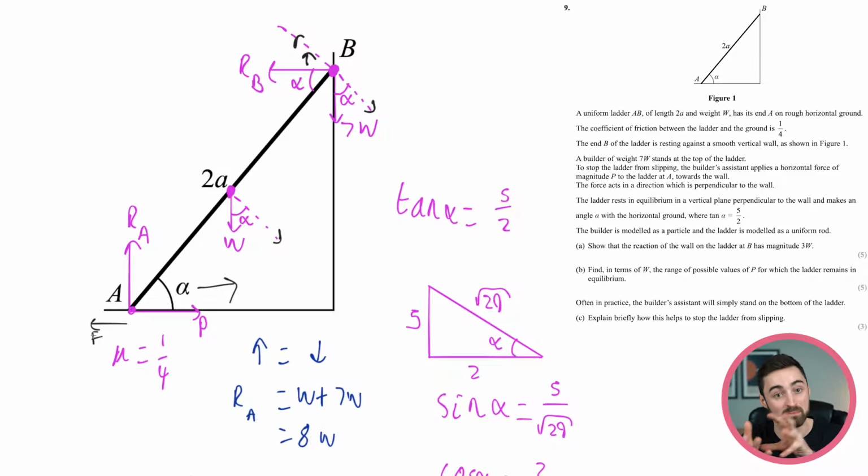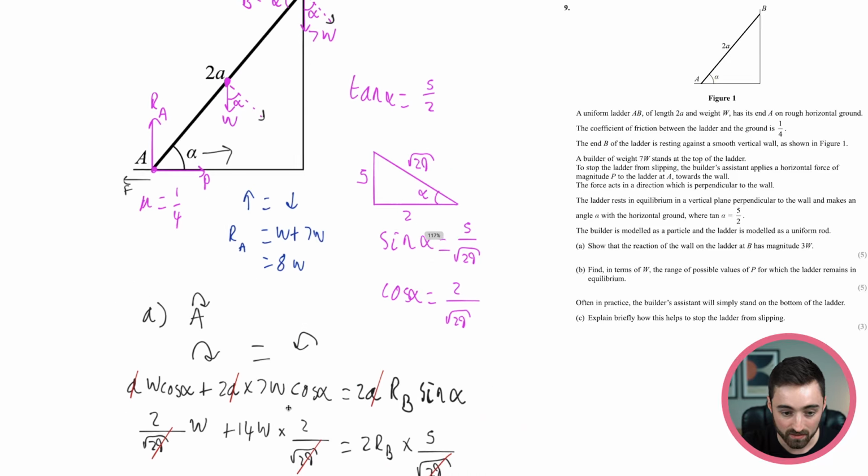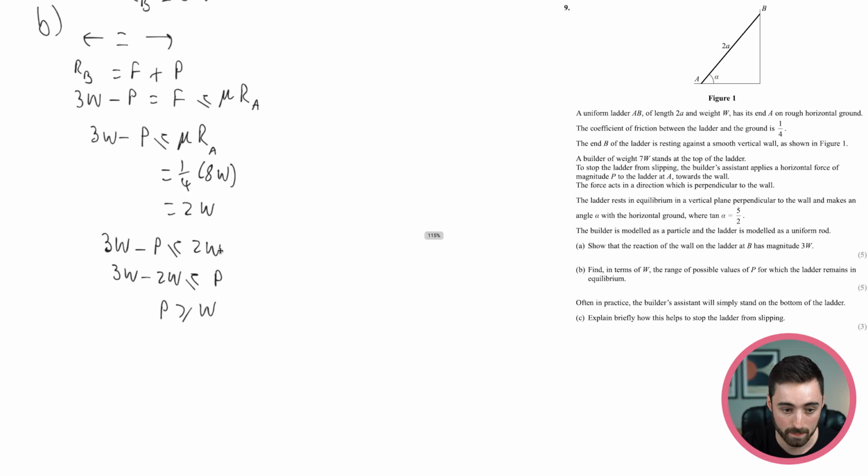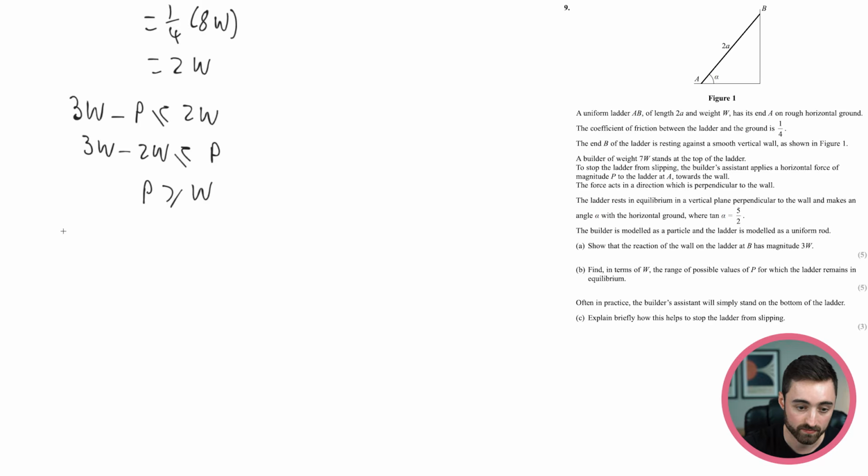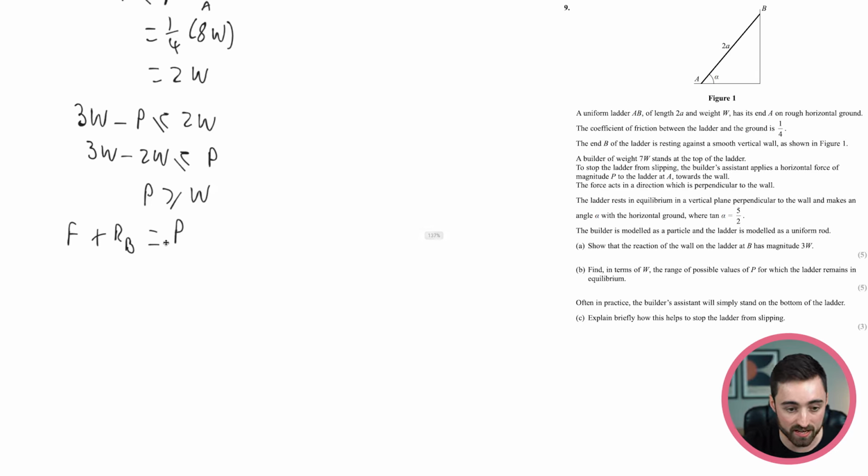This would be in the case that P is large, right? So this is like that top end of P. In this case, what would the left equals right be? It would be F plus RB is equal to P, right? F plus RB is equal to P. This is when P is big, right? So F plus RB has to be equal to P.